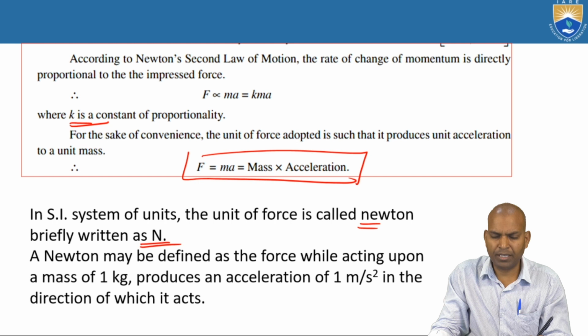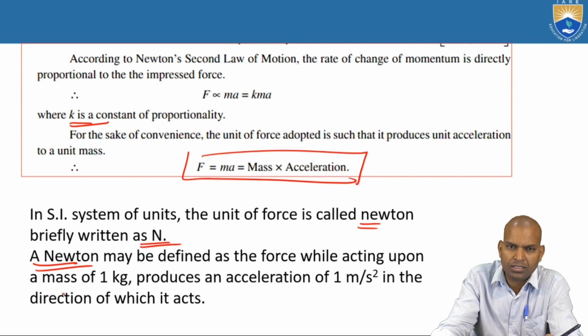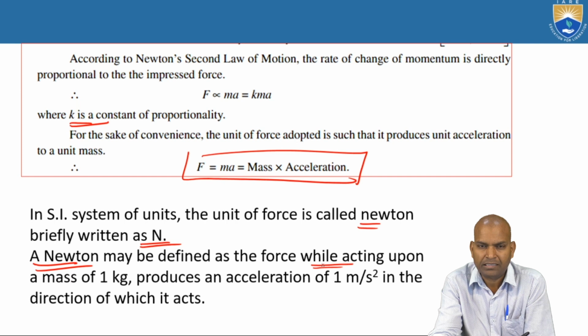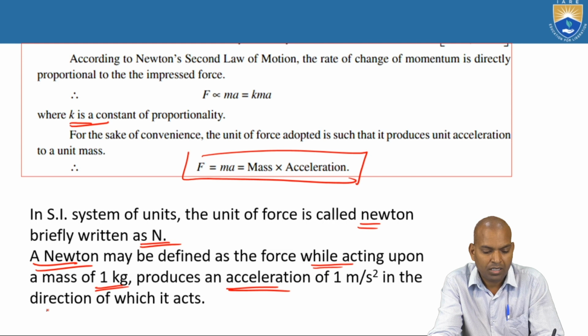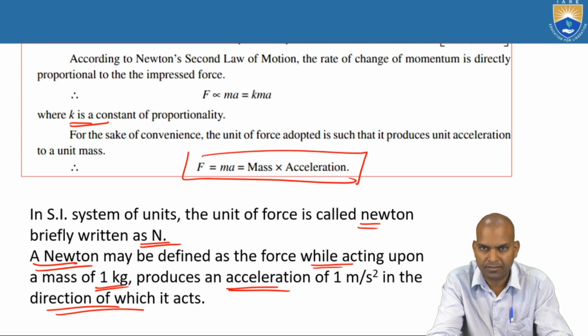How do we define the Newton? Newton is defined as the force which, when acting upon a mass of 1 kg, produces an acceleration of 1 meter per second squared in the direction in which it acts. It is so simple to understand. Suppose force F is acting.